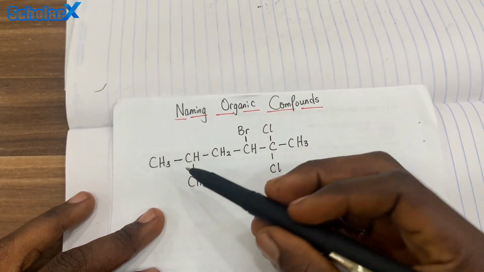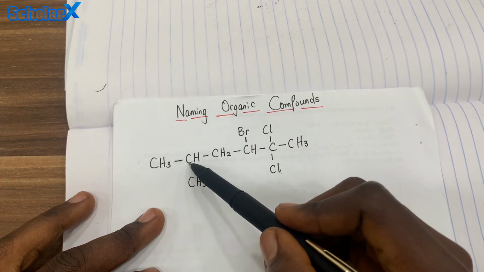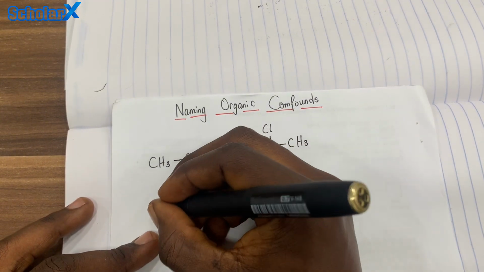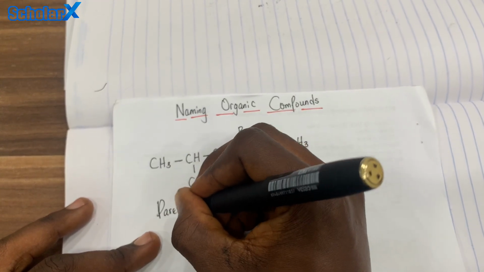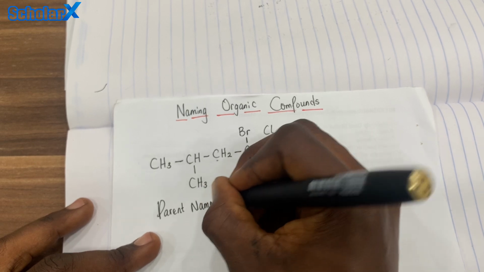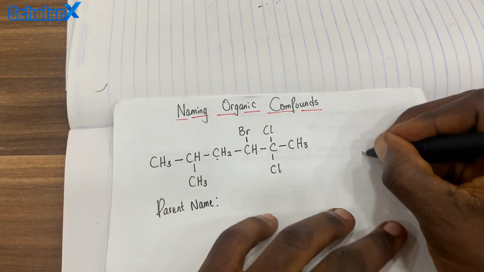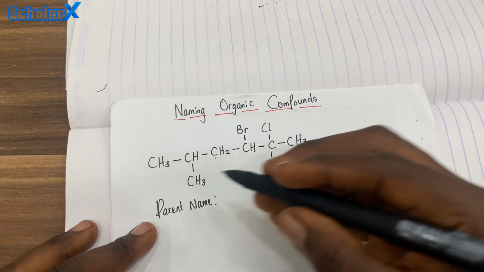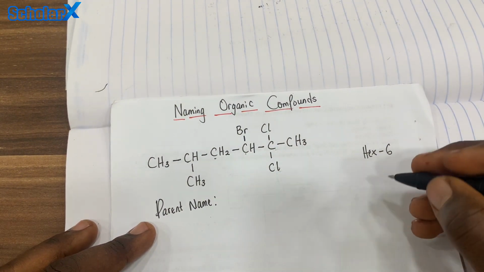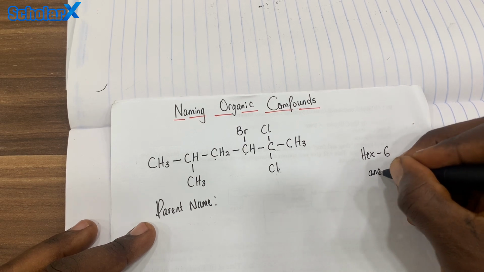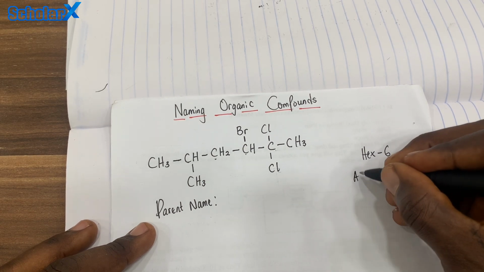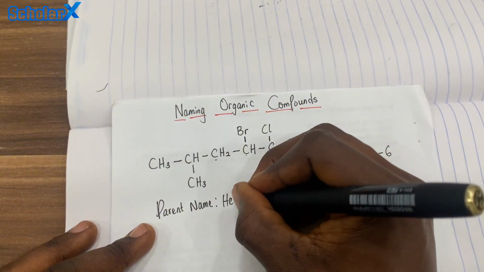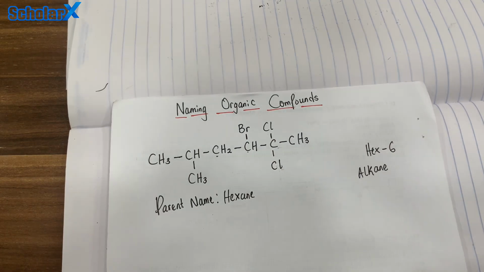So, let's look at how many carbons we have. We have 1, 2, 3, 4, 5, 6. So it means that the parent name is going to be what? Now, when we have 6, hex is 6. And also, if you look very well, all through you can see that these are single bonds. So we are talking about the ane family, which is alkane. So the parent name is going to be hexane. Then we proceed to the numbering.